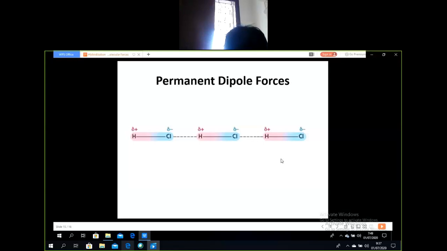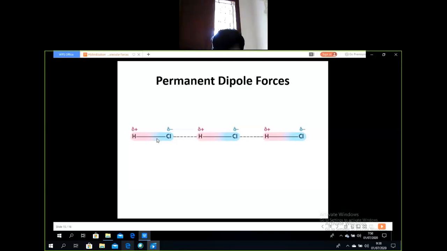Now permanent dipole, we know that an element can be classified as electronegative, or classified as electropositive. This one in HCl is electropositive. Why? Because it has a tendency to lose electron. The Cl has a tendency to gain electron. That's why it is negative dipole. And then this will make a permanent dipole. Permanent means there is an electronegativity difference in the structure.